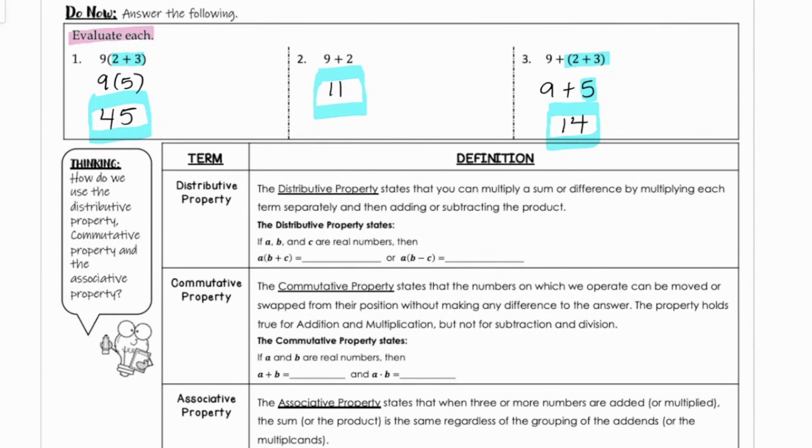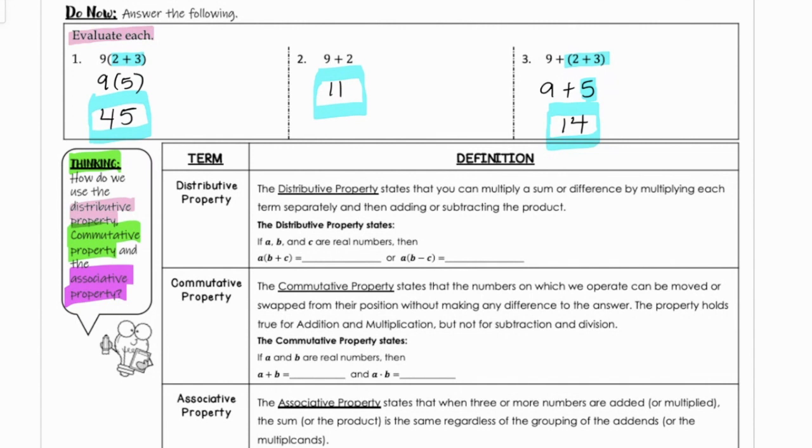So let's look at our thinking question for today. It says, how do we use the distributive property, the commutative property, and the associative property? So there's three properties that we're going to talk about in the first page, and then we're going to focus on one of the three.